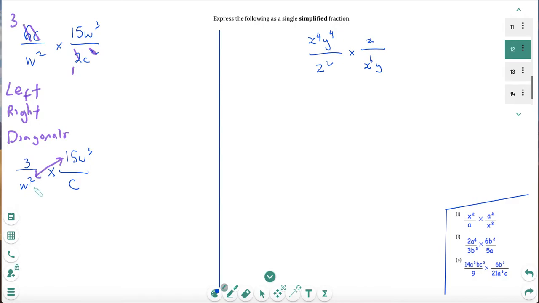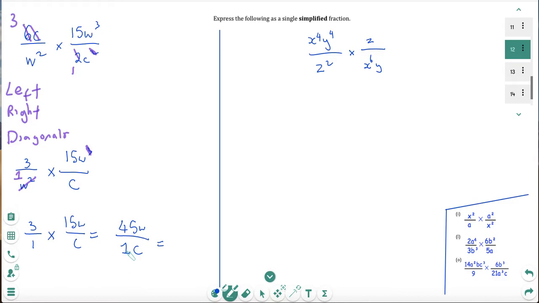Well, what's in common? I notice both diagonals have 2 w's in common. Let's cancel out 2 w's. So we'll cancel out 2 w's here. And if there's nothing remaining, don't leave it empty. Put a 1. And then we'll cancel out 2 w's here. So 3 w's, take away 2, we're left with 1 w. So let's see what we have left. On the left-hand side, we have 3 over 1 times, on the right-hand side, it's 15w over c. So we've simplified our left-hand side, right-hand side, diagonals, and then now we multiply. 3 times 15w is 45w, and 1 times c is 1c.